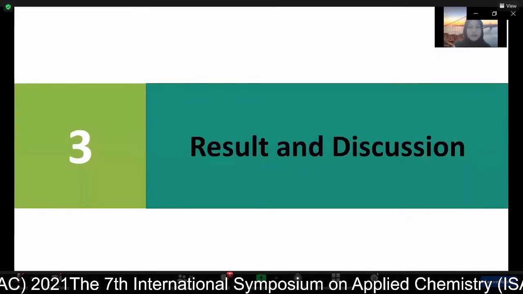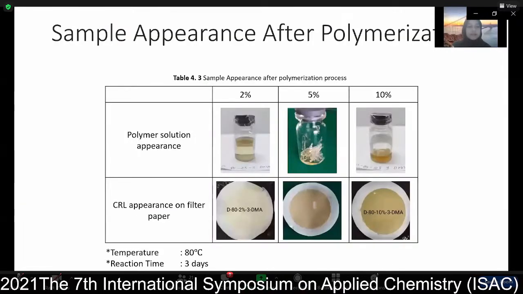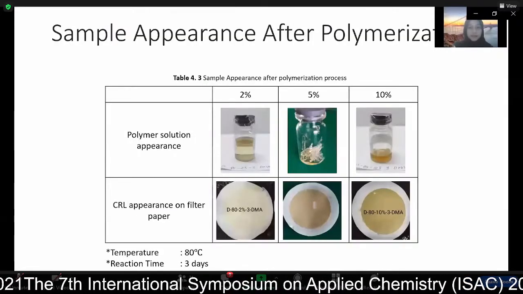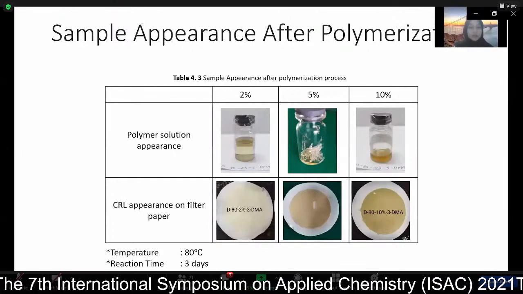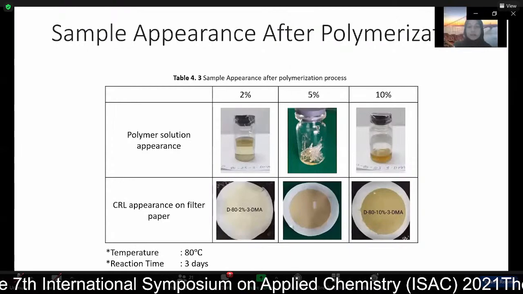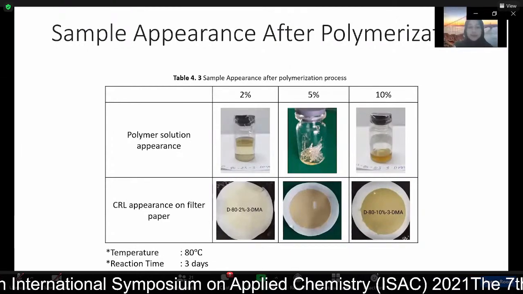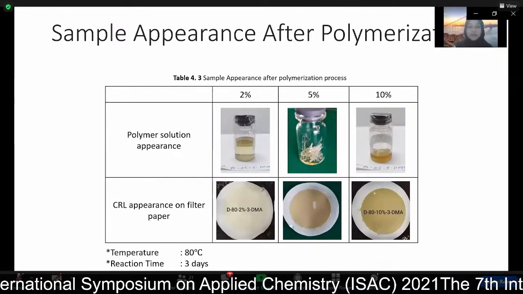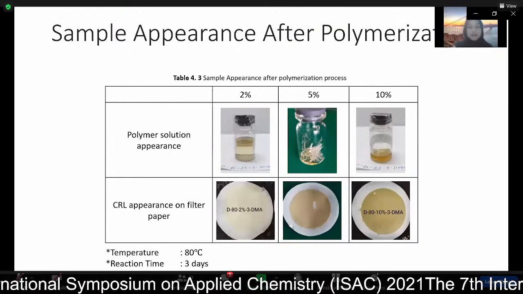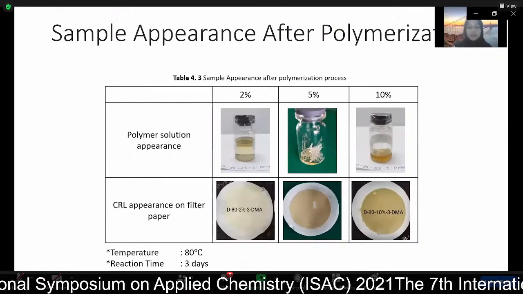Okay, next I will present my experiment results and discussion. This is the sample appearance after the polymerization process. The second row shows the polymer solution appearance, and the third row shows the Candida rugosa appearance on filter paper. As you can see, Candida rugosa after the reaction has a light brown or yellowish color. This color indicates that Candida rugosa is not denatured.